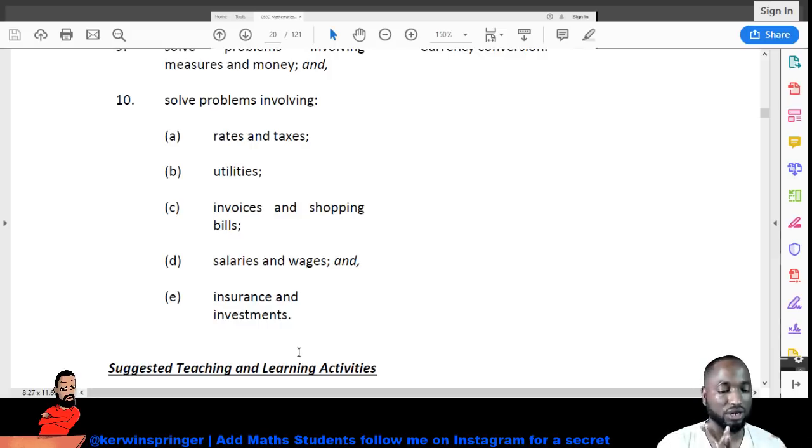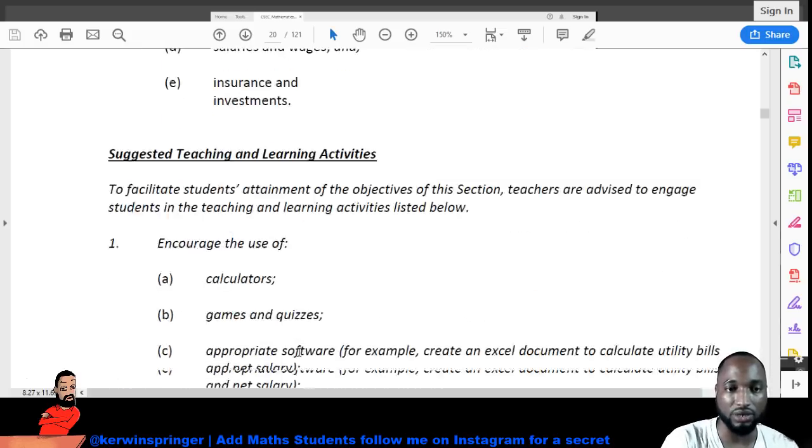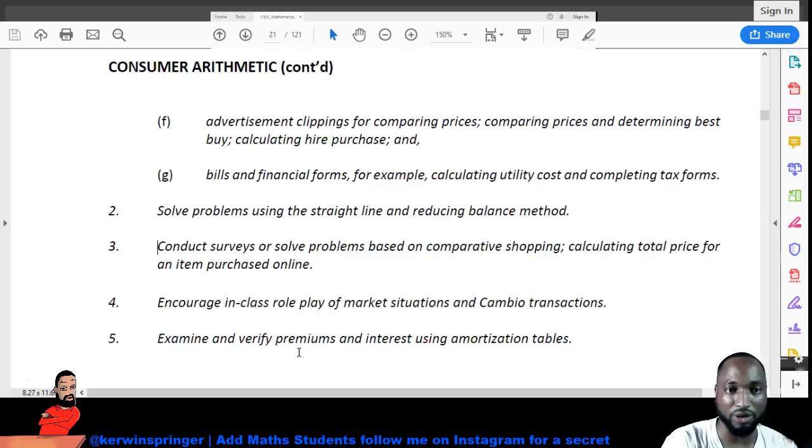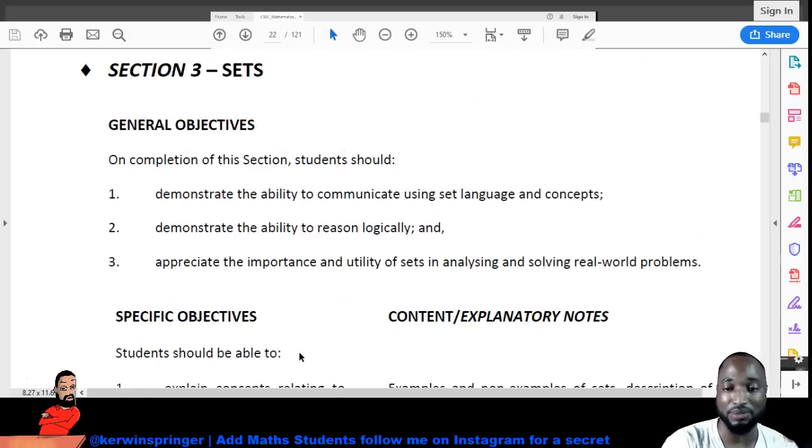Appreciation, depreciation, compound interest, simple interest, currency exchange, those come a lot. Last year we had the question on wages with Jenny and Sammy, and that question tripped up a lot of people. Insurance and investment is another one. All right, so that's it for consumer arithmetic. But don't underestimate consumer arithmetic.